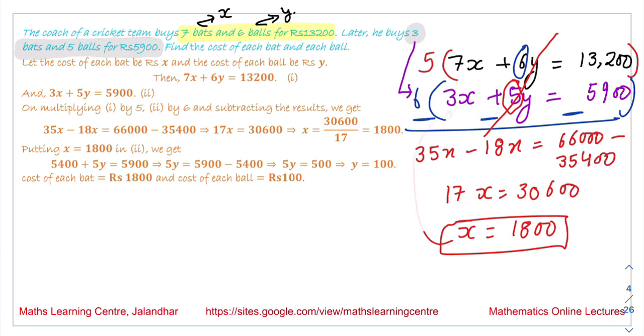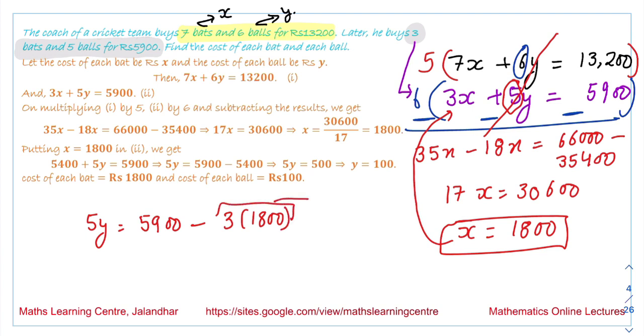Now if we substitute this value of x in this equation, we get 5y is equal to 5900 minus 3 into 1800. The value of this term is 5400. So the answer you will get is equal to 500. So the value of y is equal to 100.